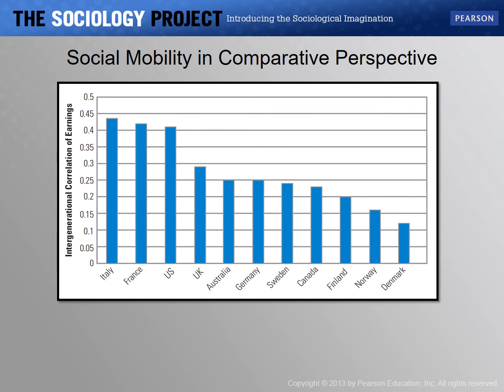When you look at social mobility, intergenerational correlation of earnings, the United States, Italy, and France lead the world in social mobility, whereas those same countries we talked about, the Scandinavian countries and Sweden, have the least amount of social mobility. People don't need to switch classes because they're provided for with basic life needs.